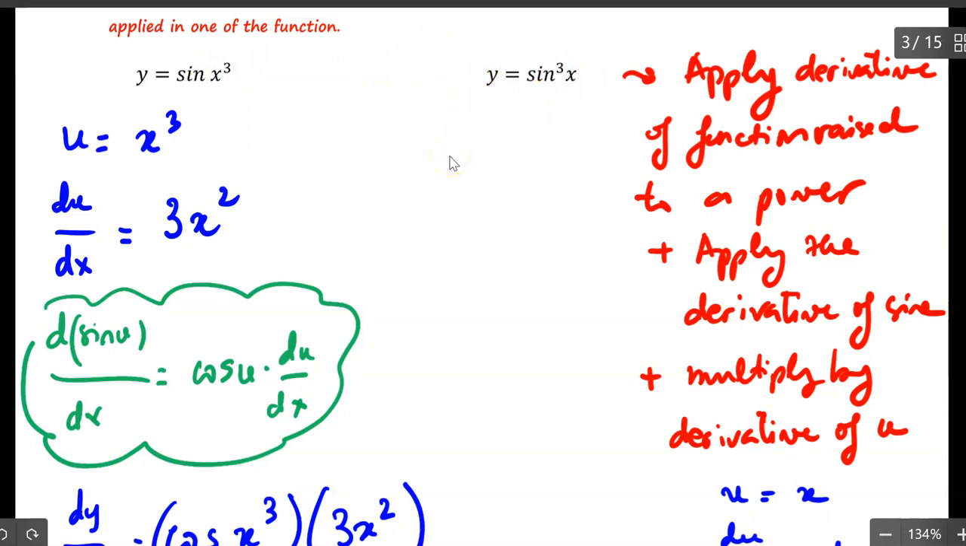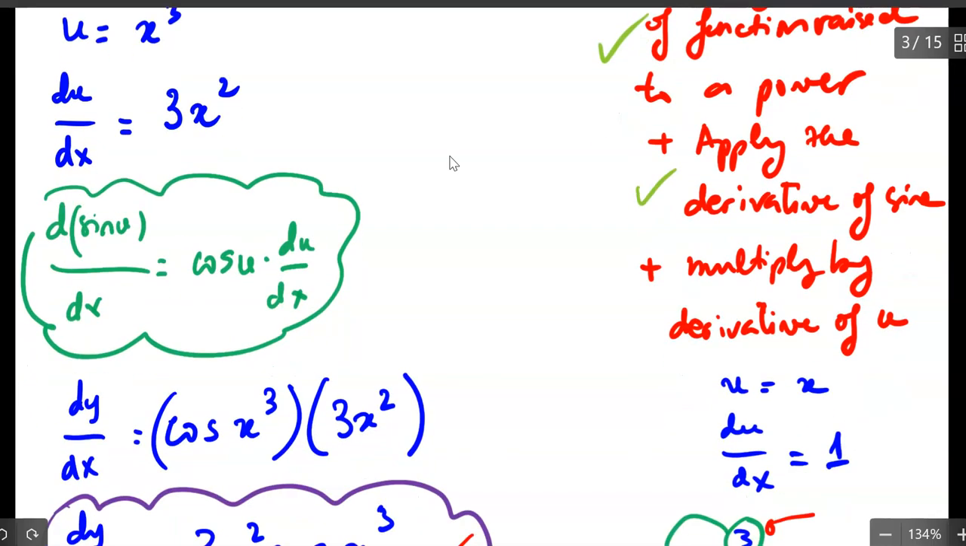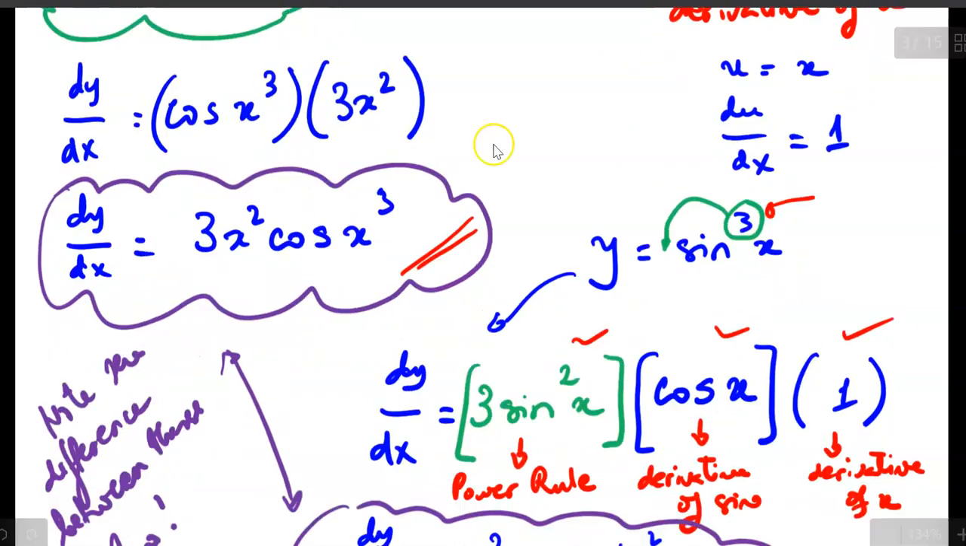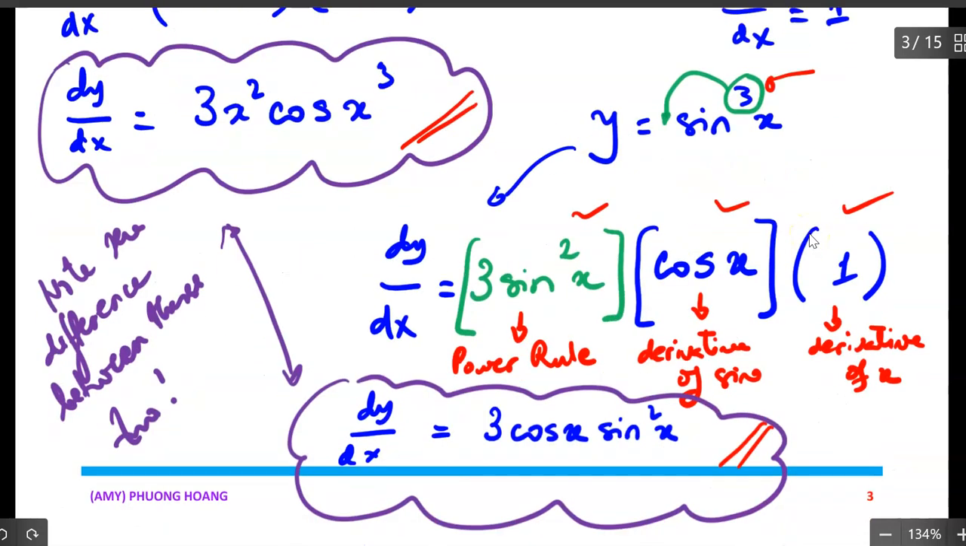So in this case, what you need to do is apply the basic rule for the derivative of a function raised to a power. Then you apply the derivative of your trigonometric function. Then you have to apply the derivative of your argument. So there are always 3 steps if you have a function raised to a power in terms of the trig functions. All right, okay, so keep those 3 things in mind.